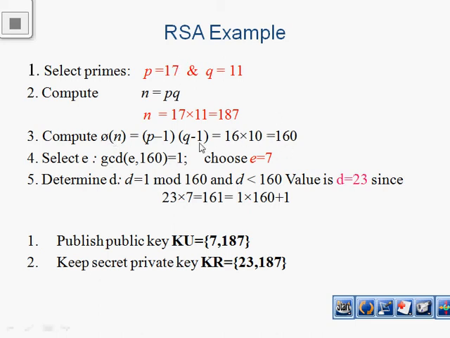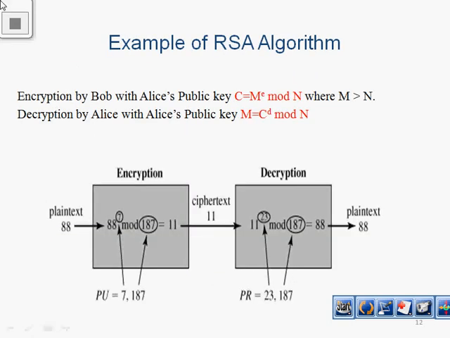Using this formula, you choose the E value, which has no common factor with 160, as 7. Then in the same way the decryption value is calculated. Now choose the decryption key value as 23. So the public key KU is equal to 7, 187 and the private key is 23, 187. See, this is an example of the RSA algorithm.